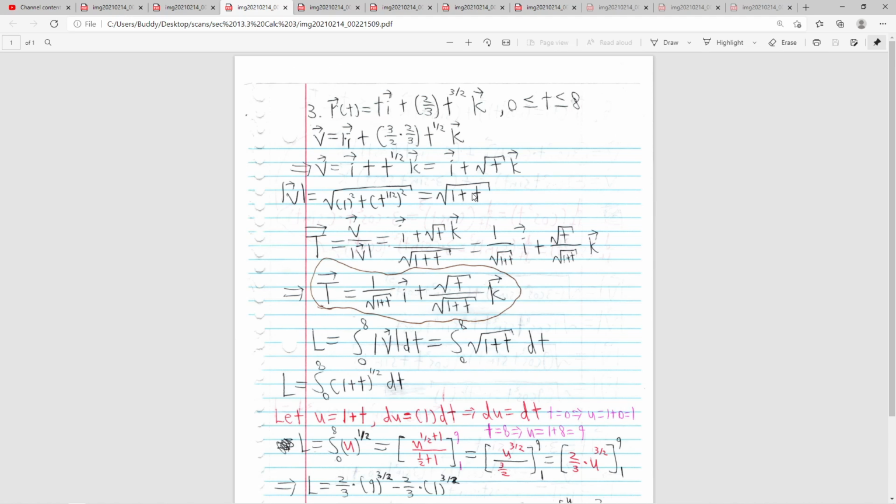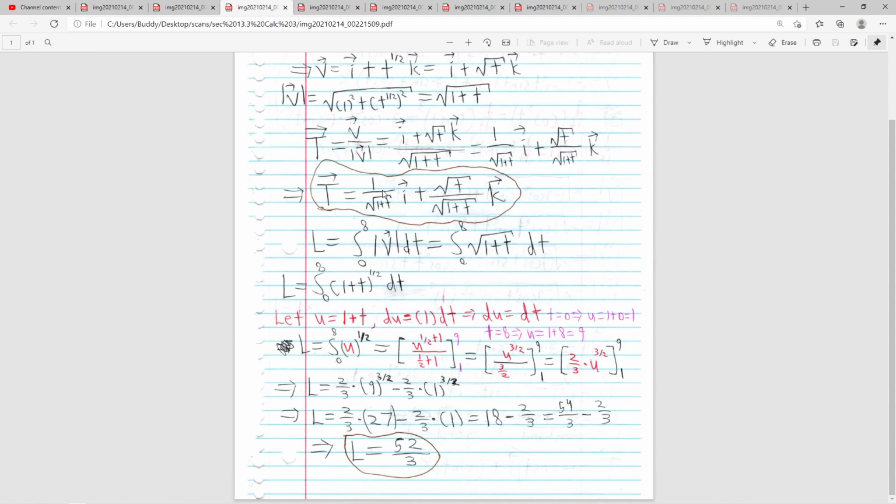So the unit tangent vector is just v divided by the magnitude of v. So you get 1 over the square root of 1 plus t i plus the square root of 2 divided by the square root of 1 plus t k. And that's to the 1/2 power.